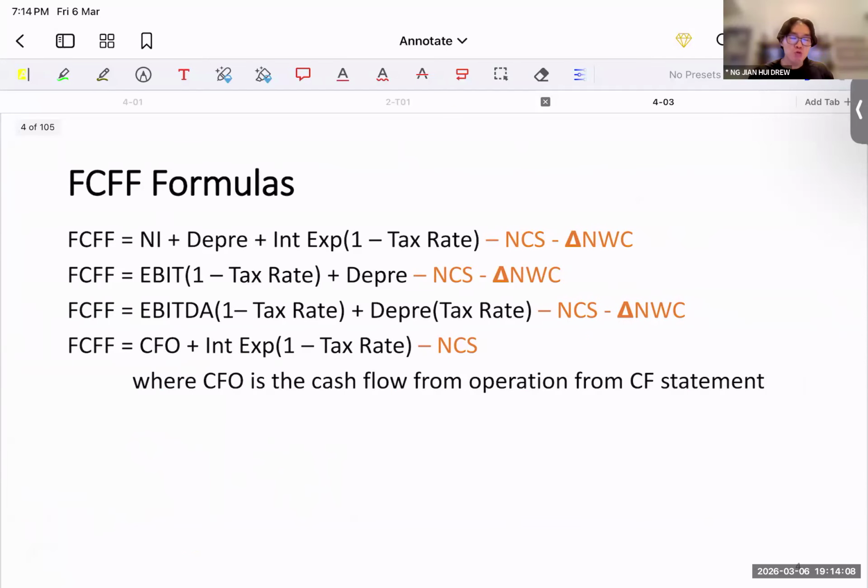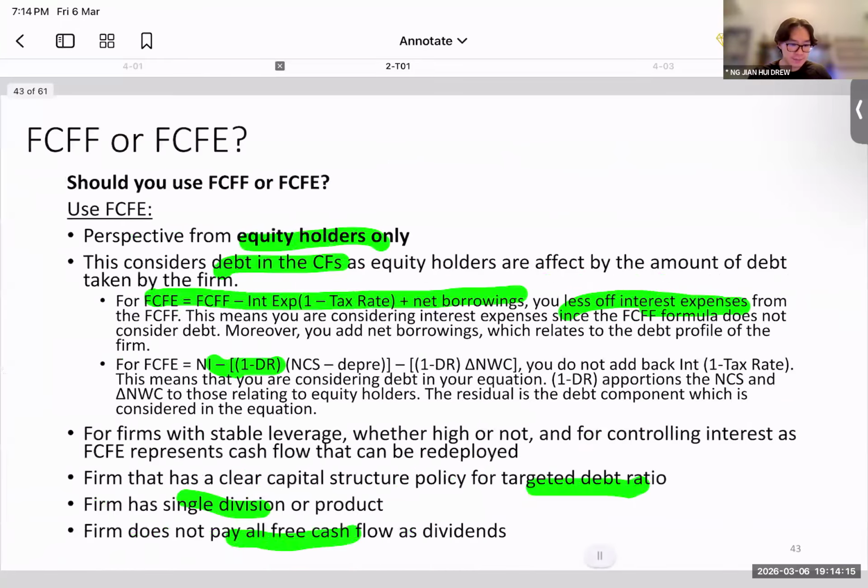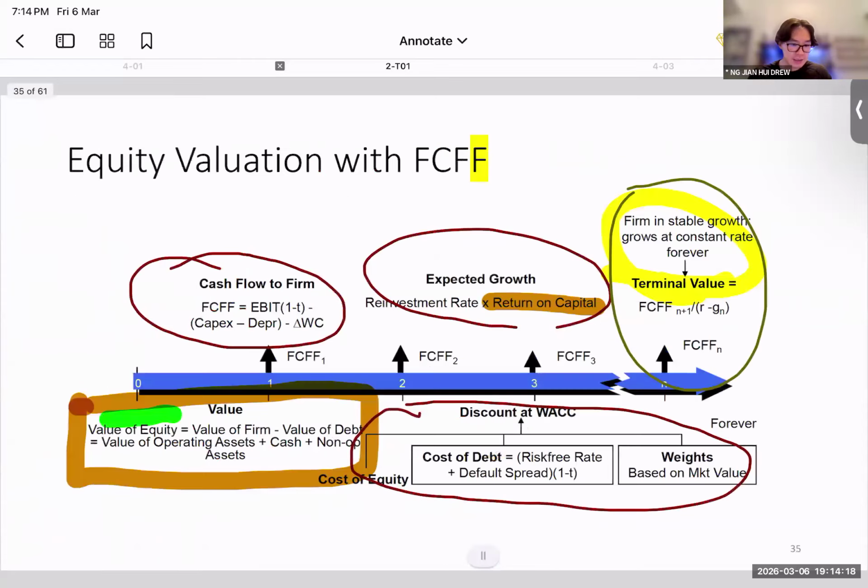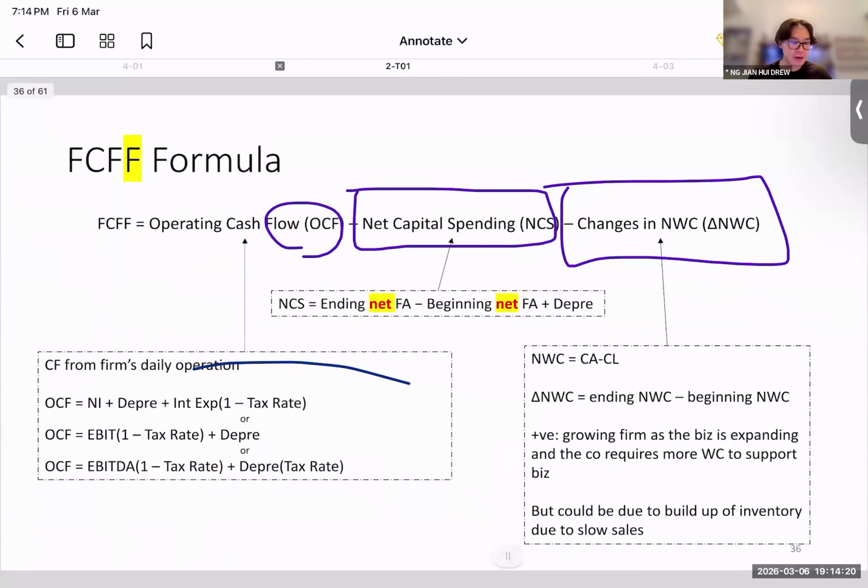Now, in our lecture 2, we have also seen this formulation. So let me just jump to lecture 2. Let me see. This one, FCFF. Yeah, here, right? So recall in lecture 2, we described this table, and we went into quite a bit of detail on what's operating cash flow, what's NCS, and change in net working capital.